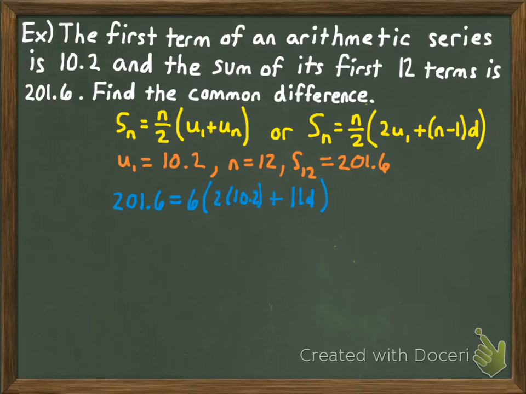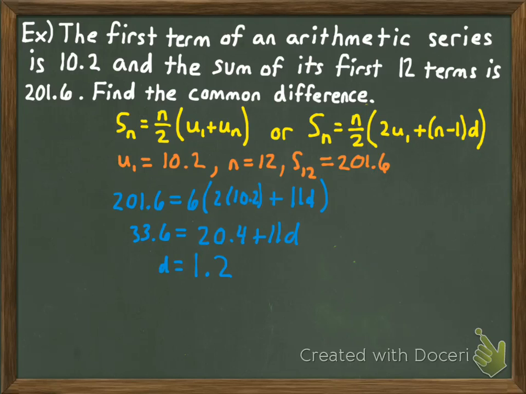Great, we set it up where we have an equation to find the common difference, and all that's left is to do the algebra. Now, I will make this suggestion. You can distribute the 6 right there, but why don't we just divide both sides by 6? It'll make it a little bit easier. And you'll get 33.6 is equal to, and now that the 6 is gone, let me clean this up a little bit, 20.4 plus 11d. And then if you subtract 20.4 from both sides and then divide by 11, you'll get 1.2 for the common difference.